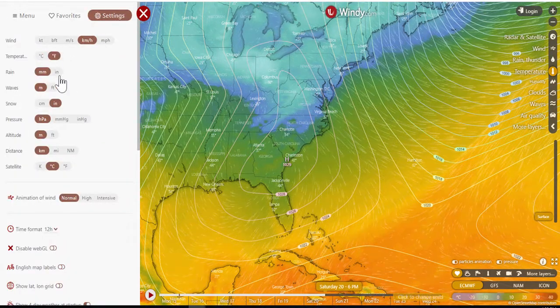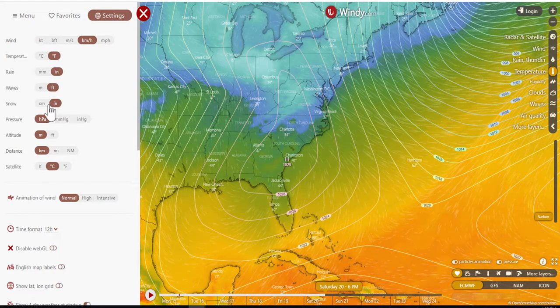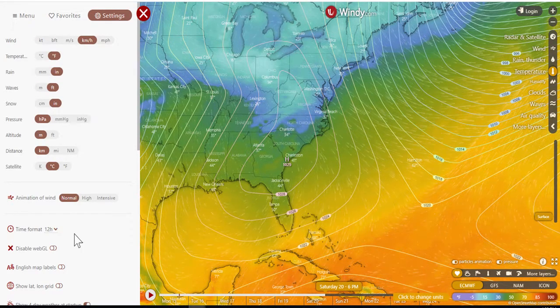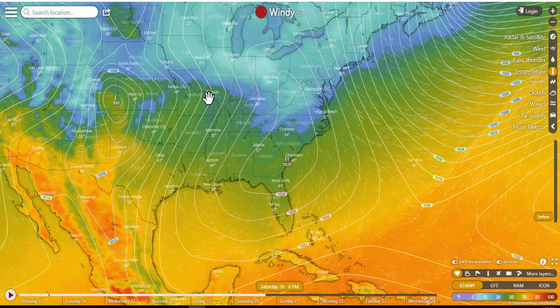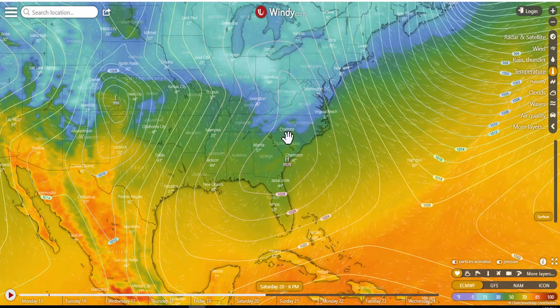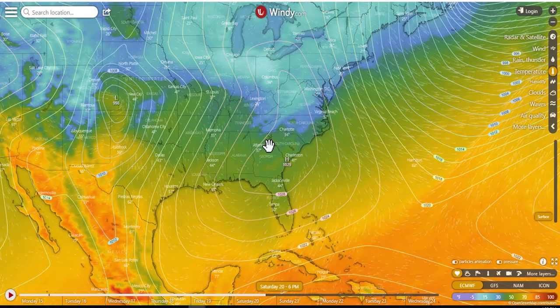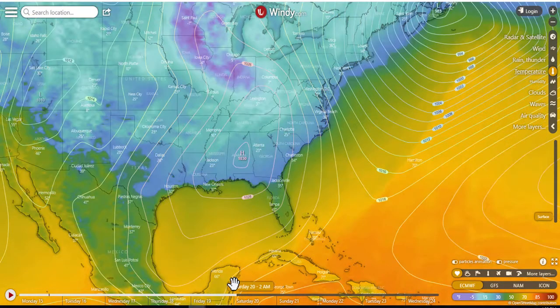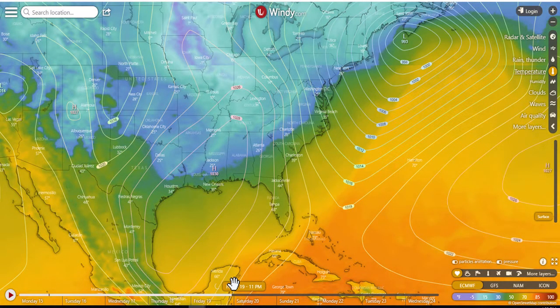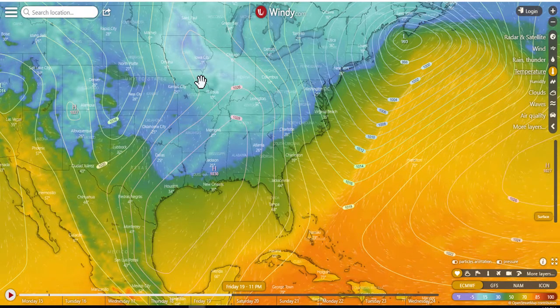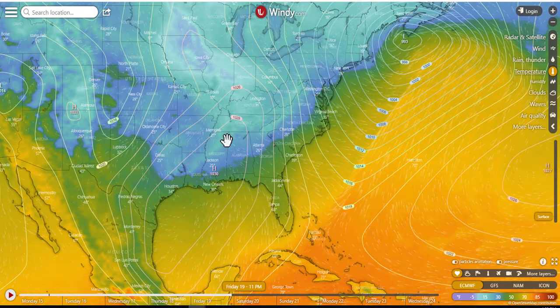Let me change it. I think I fooled you because I was showing Celsius, not Fahrenheit. So you thought, wow, my God, it'll be extremely cold here in Atlanta. No. If you go back here, you'll see it's in the 20s. But it's still very cold. You see this continental air mass, a very strong one. That's what we're expecting this week.